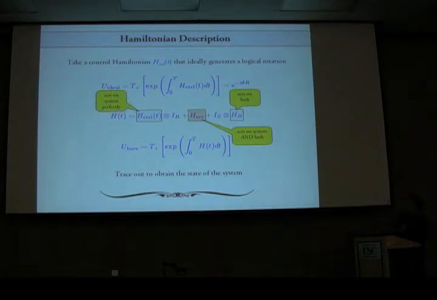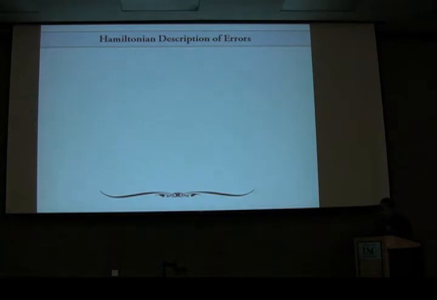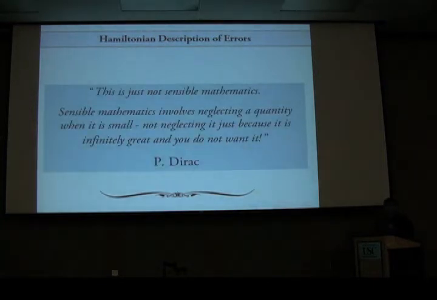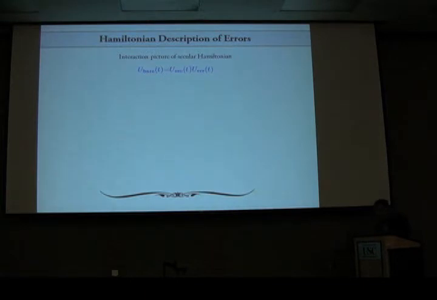We have the control Hamiltonian, which acts on the system and is supposed to be perfect. We have the error Hamiltonian that couples the system and the bath. And we have the bath's own Hamiltonian. Let me call the sum of the bath Hamiltonian and the control system Hamiltonian the secular Hamiltonian. Okay. Well, we need to do some approximations. Here's another quote. This is by a real physicist. Well, this is about renormalization theory, so we don't care about it.